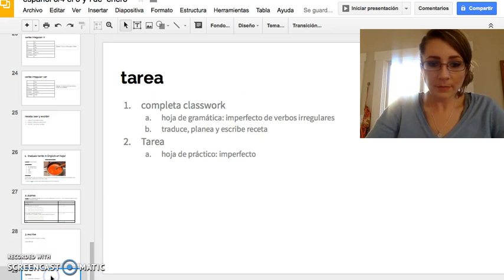Yay. Tu tarea. Completa classwork. Hoja de gramática en perfecto de verbos irregulares. Traduce, planea y escribe tu receta. Y tu tarea es hoja de práctico imperfecto. You should have had time to do all the classwork in class. The recipe should be done in class.